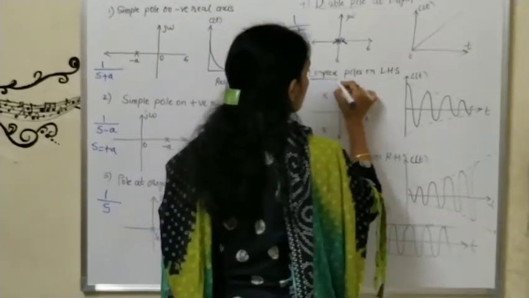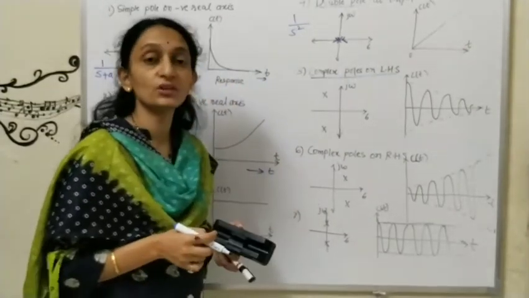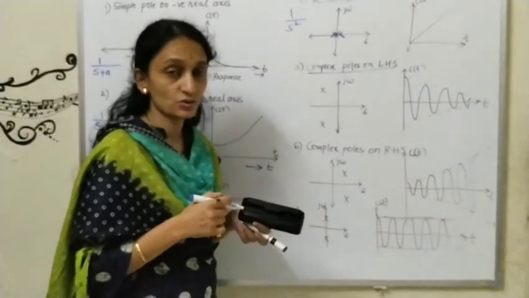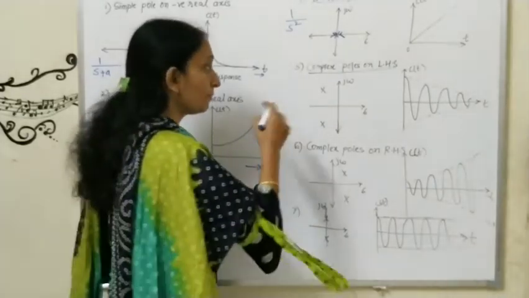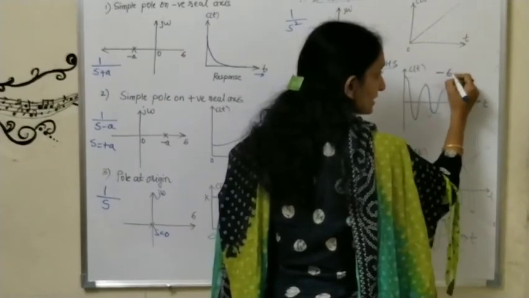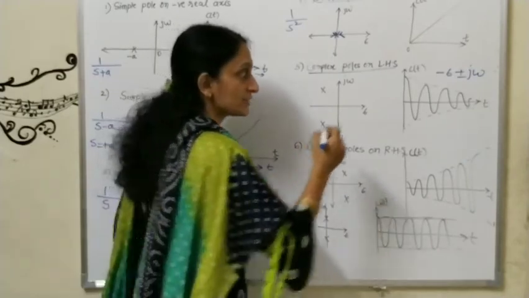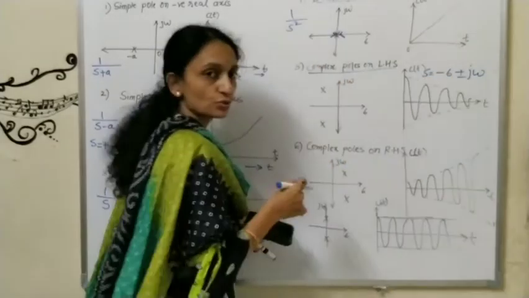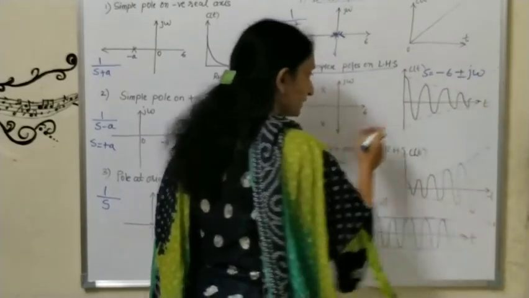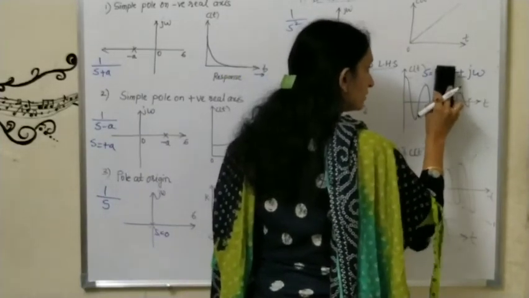Now look at this, complex poles on the left hand side. I told you that if there is a quadratic equation in the denominator, then after equating that denominator to 0 we will get a characteristic equation, and if the roots are complex, s is equal to minus sigma plus minus j omega. So you have the negative real part and plus minus the imaginary part, but here this real part is 0.